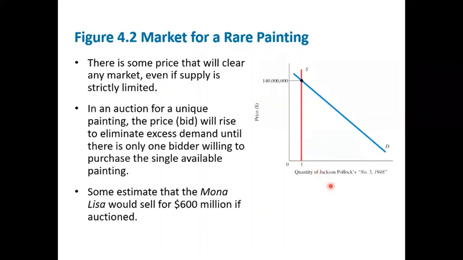Here we have a different example. Here's the quantity of Jackson Pollock's Number 5, 1948. This is theoretically a rare painting. Never seen it. Probably should get a picture of that and put it in here. There's only one of them. And here's the price of the painting. Here's the demand curve. However, there's only one. Whenever you have a vertical supply curve of constrained supply, demand sets the price entirely.